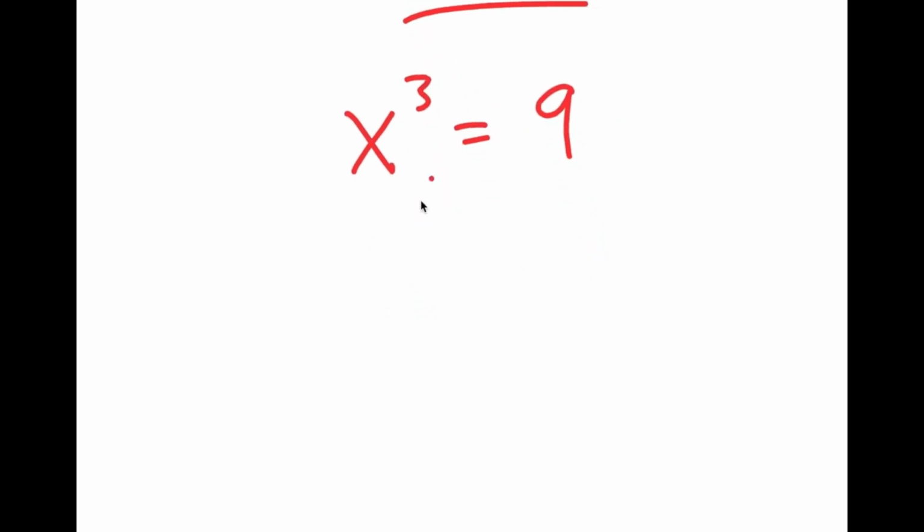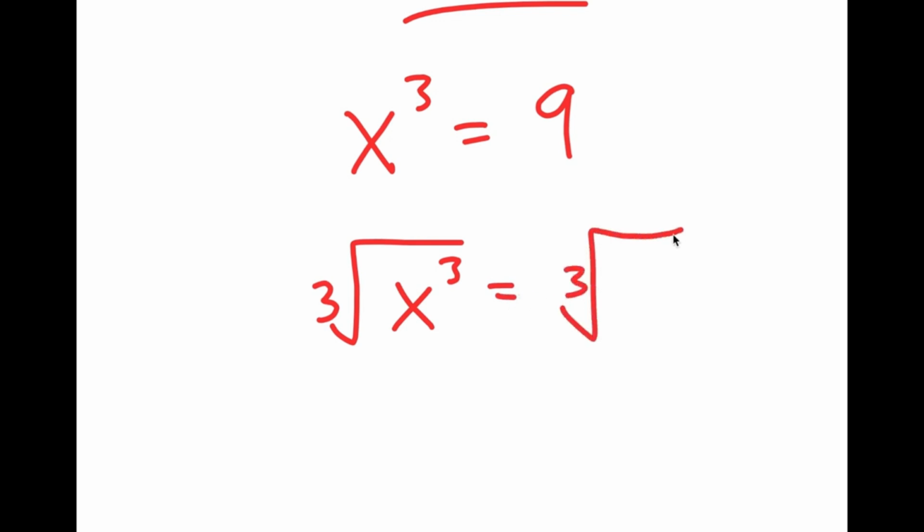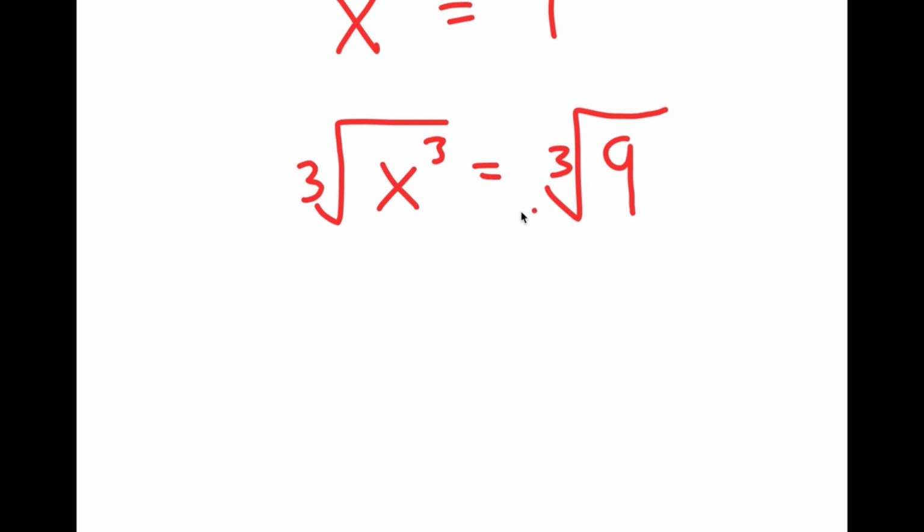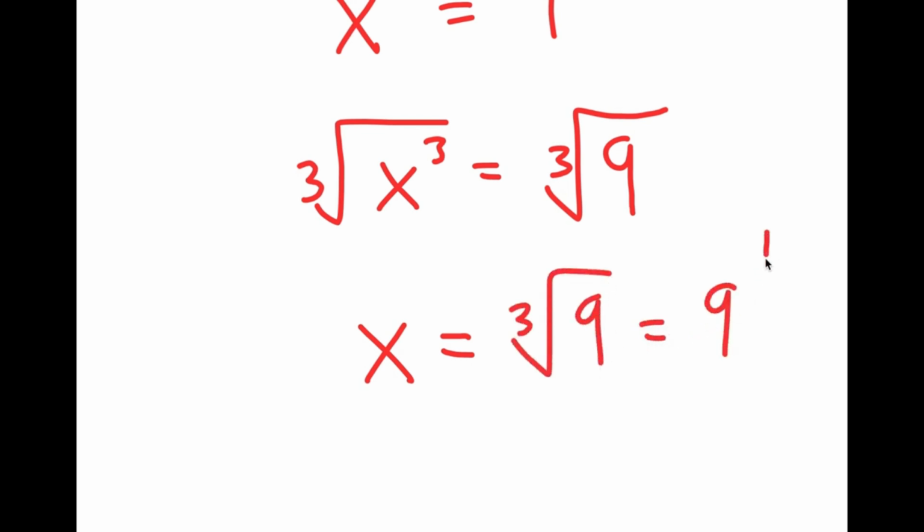So now to solve this, I'm going to take the cube root on both sides. So I get the cube root of x to the power of 3 is equal to the cube root of 9. Now the cube root of x to the power of 3 is simply just x. So I get x is equal to the cube root of 9, and this is the same thing as 9 to the power of 1/3.